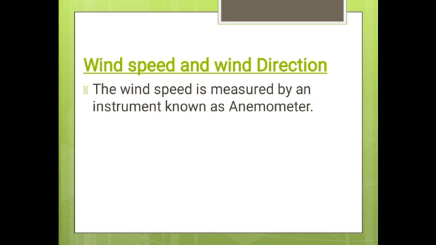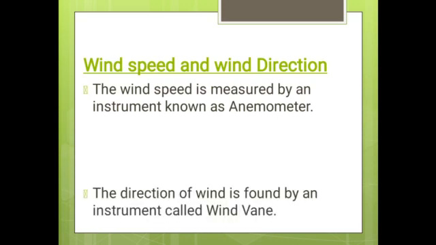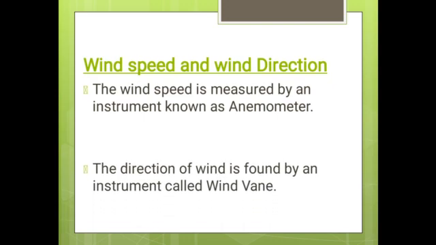It generally consists of 3 or 4 cups which are mounted on a rod that can rotate freely, and these cups rotate after catching the wind. The base of the anemometer is directly attached to a scale, and the greater the speed of the wind, the faster the cups rotate. The direction of the wind can be found by an instrument known as a wind vane. The arrow of the wind vane rotates freely and finally points along the direction from which the wind blows.